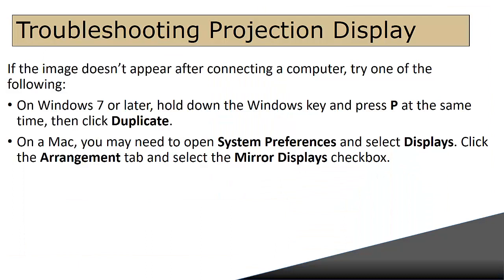The most common projection issue is an interruption in communication between the preferred device and the projector. If the projector has been powered on and the appropriate input has been selected, and what you wish to display is still not projecting, try one of the following based on the device you are utilizing. On a Windows 7 or later device, hold down the Windows key and press P simultaneously. Then select Duplicate. On a Mac, you may need to open System Preferences and select Displays. Click the Arrangement tab and select the Mirror Displays checkbox.